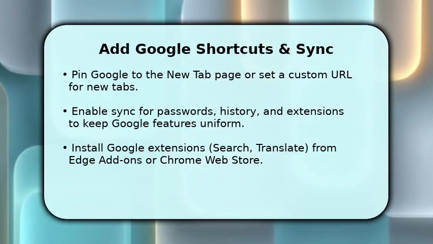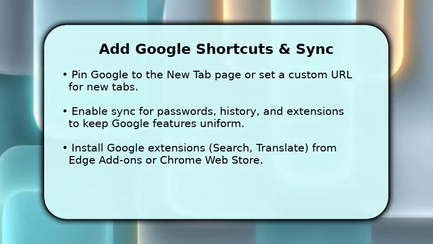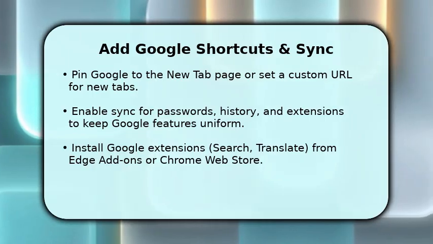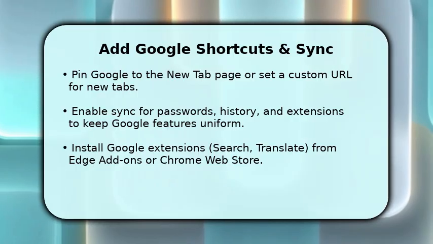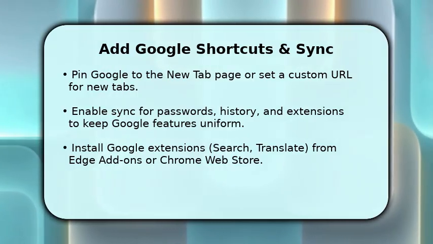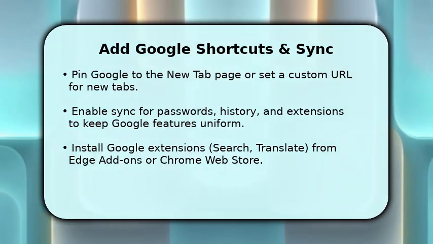Install essential Google extensions like Translate or Search to restore missing functionality. If needed, allow extensions from other stores. Once done, you'll get consistent search behavior, integrated tools, and smoother cross-device continuity.